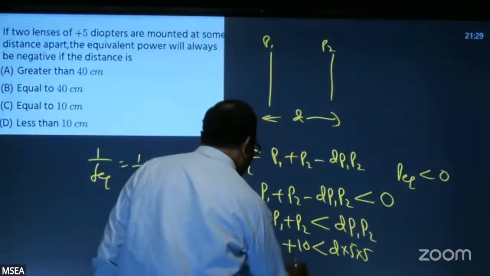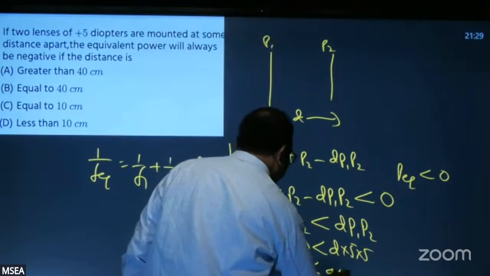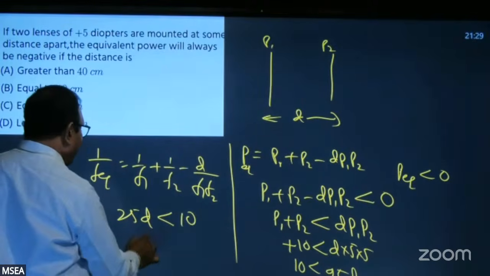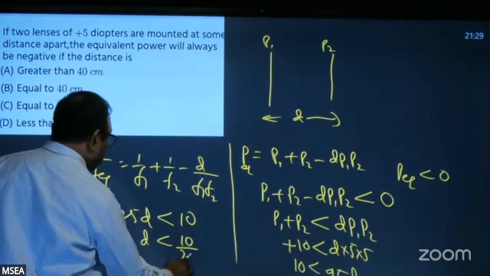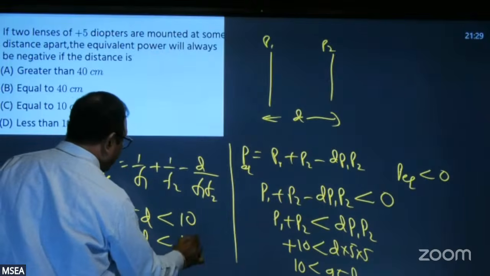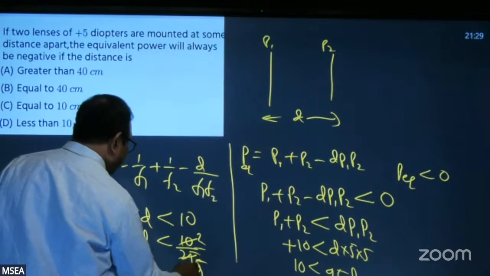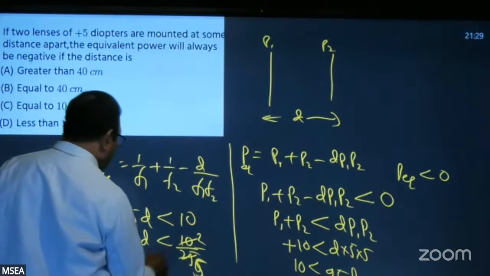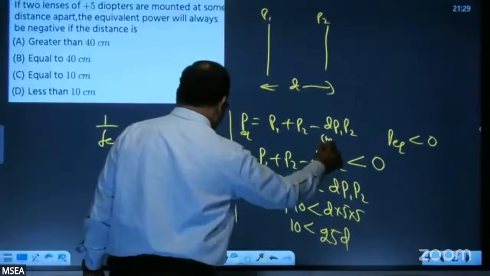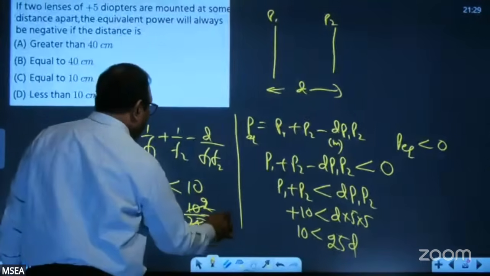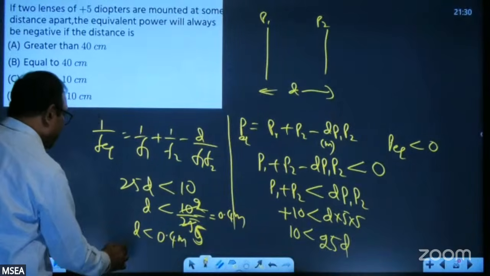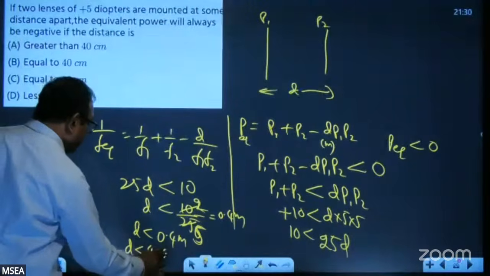So then we can take it as 10 is less than 25D, or we can write 25D is less than 10, or D should be 10 by 25. Here D should be in meters. Therefore, 2 by 5 means 0.4 meters. D is less than 0.4 meters, or in centimeters, it should be 40 centimeters.